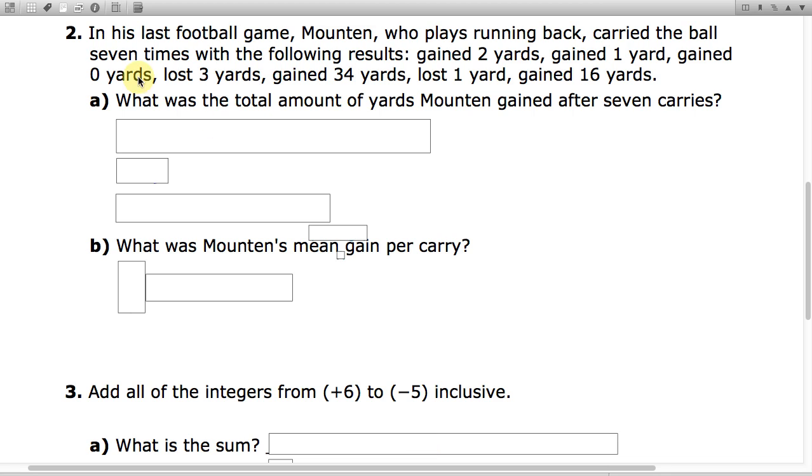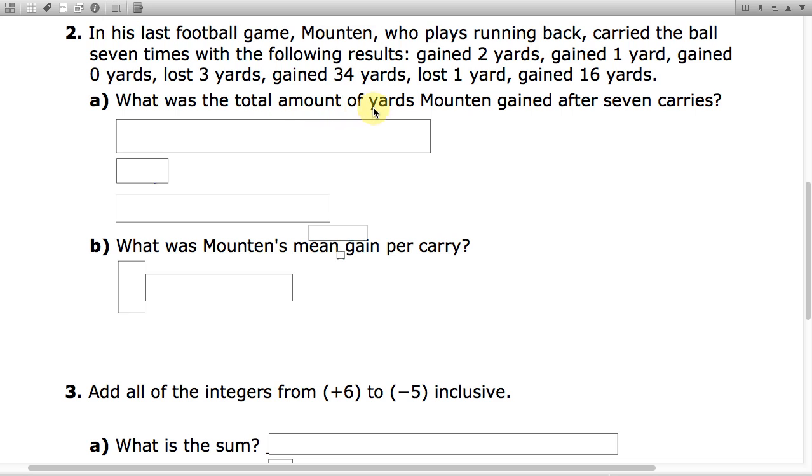Let's take a look at the next set of questions. In number 2, it says, in his last football game, Mountain, who plays running back, carried the ball 7 times with the following results. Gained 2 yards, gained 1 yard, gained 0 yards, lost 3 yards, gained 34 yards, lost 1 yard, and finally, gained 16 yards.